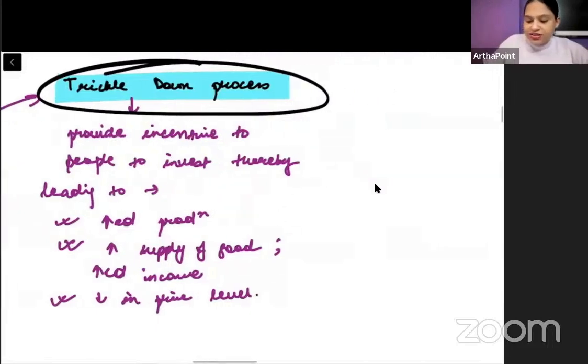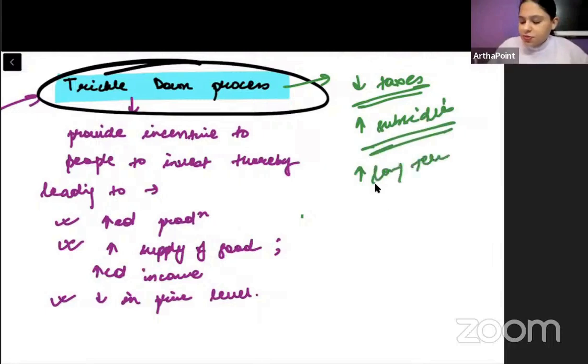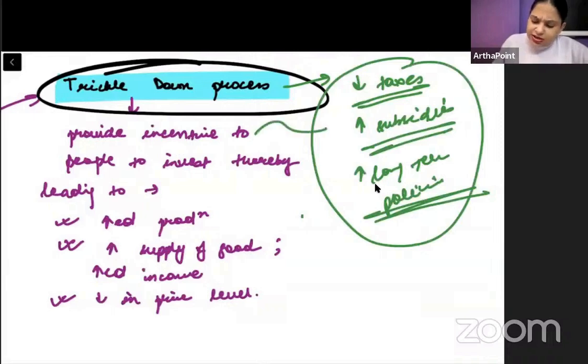We can provide incentive to people to invest by reducing taxes. Tax कम कर दो, वो investment बढ़ा देंगे. By giving subsidies, right? By bringing some long-term policies that if you invest for 5 years, your return will double, या ऐसा कुछ. So we need to give them some incentive. कुछ एक incentive दो उन्हें.